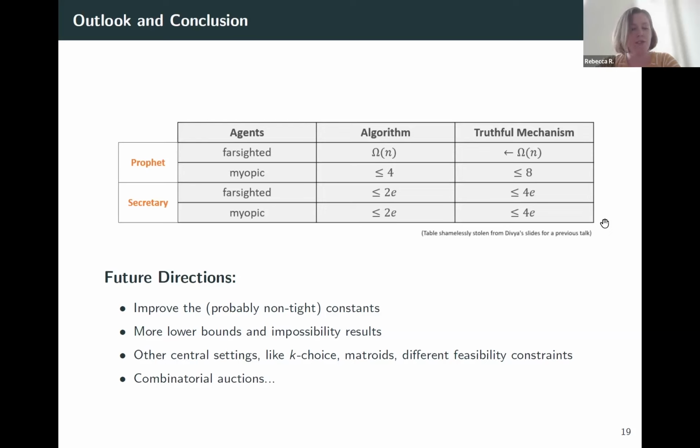And also, of course, there's a lot of variations to these 2 very basic settings where you have k-cats to sell. There is a matroid constraint going on. There is some other feasibility constraint. You might want to look into combinatorial options. All of these things are completely unresearched for now and interesting directions in the future, I believe.